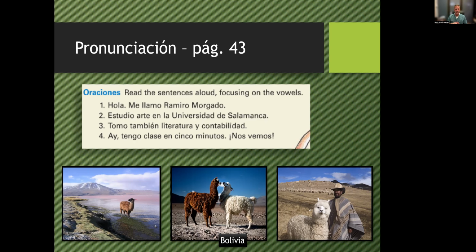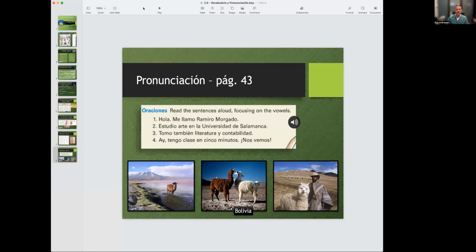So let's try number 3 again. Tomo también literatura y contabilidad. So you got a lot of I's in there. Tomo también literatura y contabilidad. Número 4. Ay, tengo clase en 5 minutos. Nos vemos. Okay, muy bien. So again, just help you get through some pronunciation there. Will make a big difference for you.